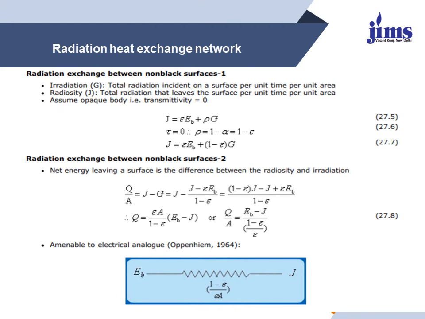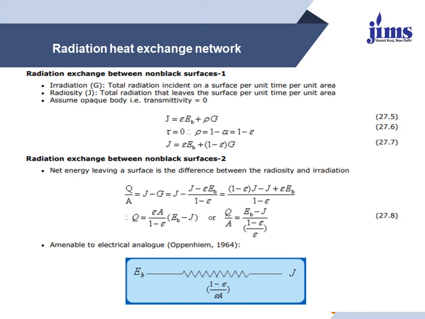This is radiation heat exchange between two bodies. So what is radiation heat exchange between two bodies? There are three terms that are very important for radiation heat exchange. The first one is irradiation, the second one is radiosity, and the third one is absorptivity. These three terms are very important. So what is irradiation?